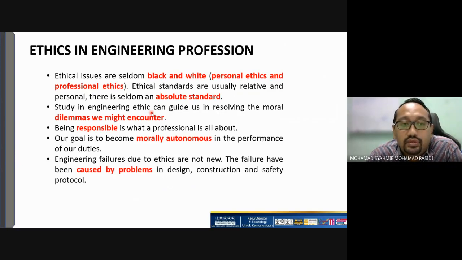and our goal is to become morally autonomous in the performance of our duties. Engineering failures due to ethics are not new. The failures have been caused by problems in design, construction, and safety protocols. This is the importance of studying ethics. Sometimes engineers themselves face dilemmas, which later influence the ethical or moral decisions made by the engineers. These decisions might influence the design, the construction, and safety protocols of the things that they work on.